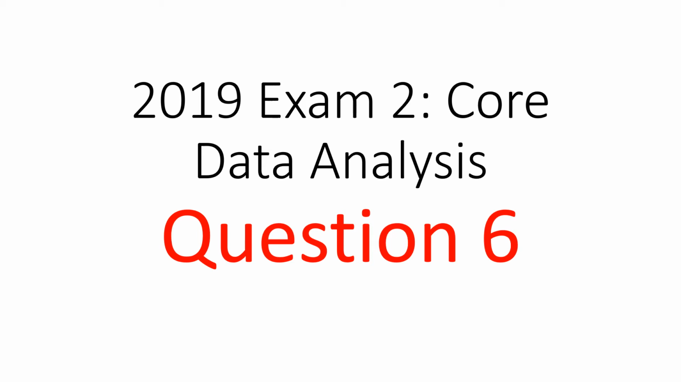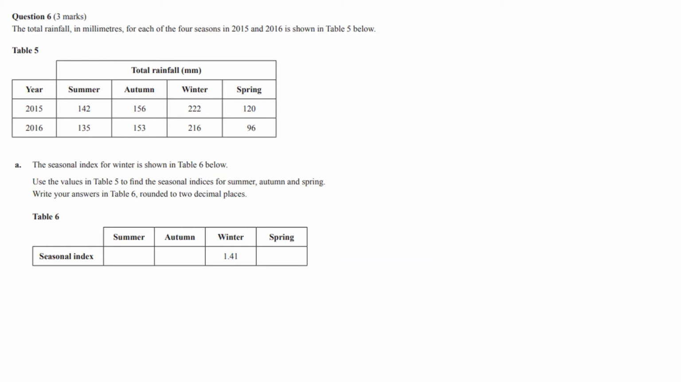2019 Exam 2 Data Analysis, Question 6. Okay, we're looking at seasonal indices now. So we've got the seasonal index for winter already at 1.41. So when you're making your calculations and you don't get 1.41, then your other values of summer, autumn, and spring aren't going to be right either. So, it's good that they give you one answer so you can check what's going on.